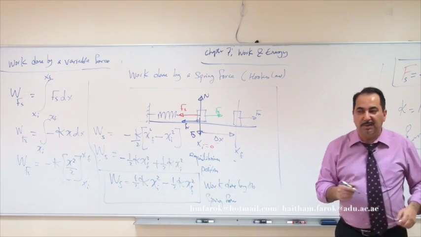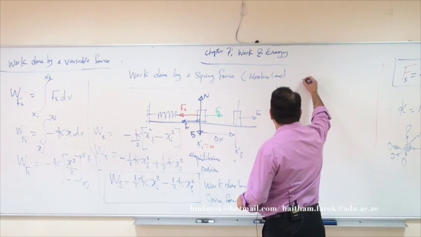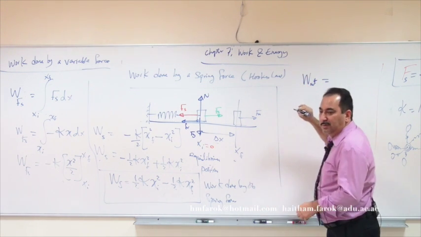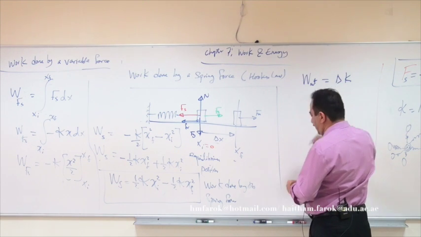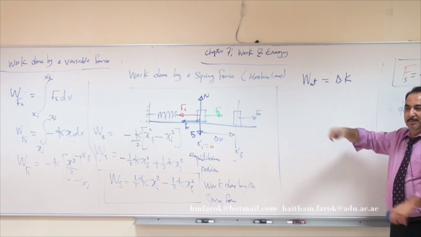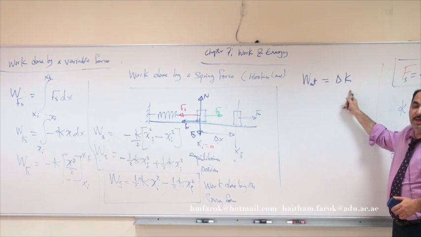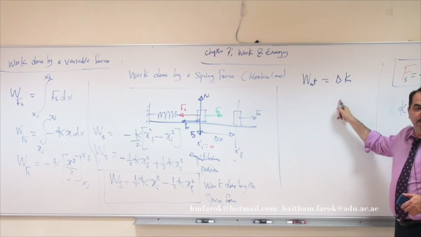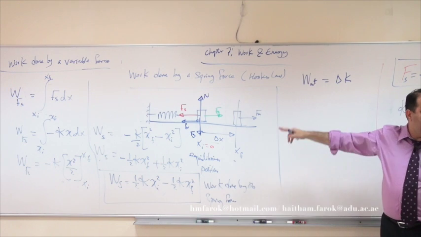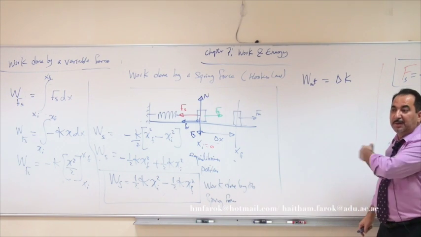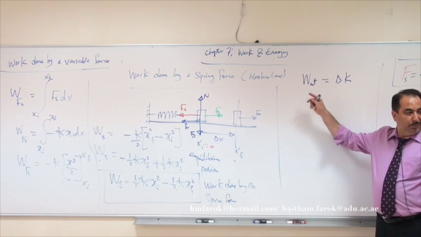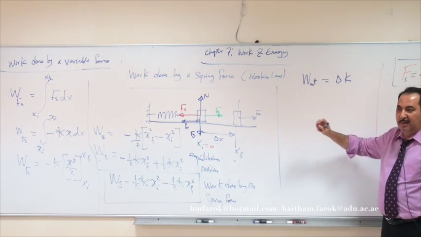So if I want to apply the work-kinetic energy theorem of this chapter, which says W net is always equal to the change in kinetic energy. You remember this equation? The total work is always equal to the change in kinetic energy. I want to use this equation for the spring. This is the standard question. You have 10 or more questions about spring. So if you have a spring moving horizontally, the first thing is, this is your equation. Total work is change in kinetic energy.